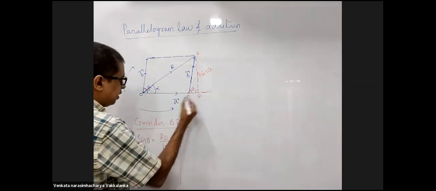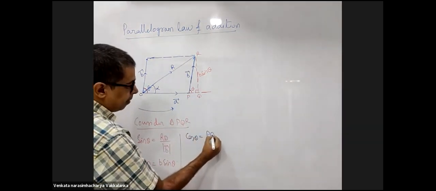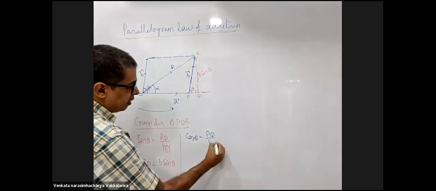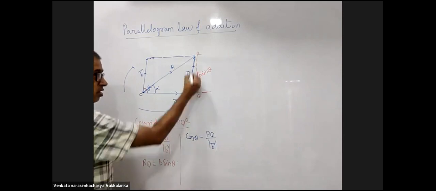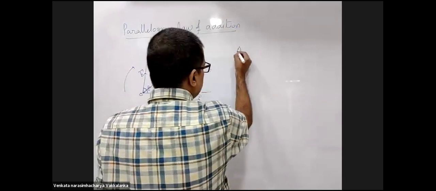What will PQ be? Cos theta will be PQ divided by the hypotenuse. Cos theta will be adjacent side by hypotenuse. PQ is B cos theta. So far, so good. Yes or no? Yes, sir.